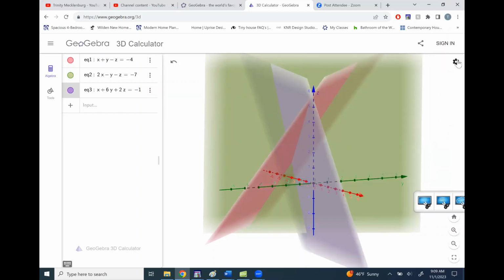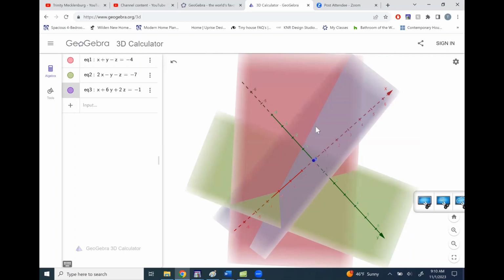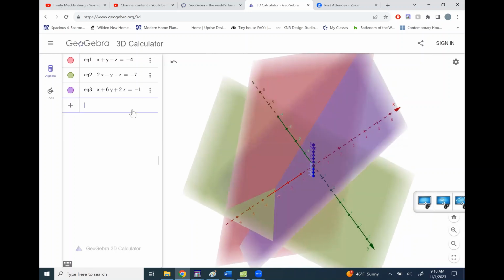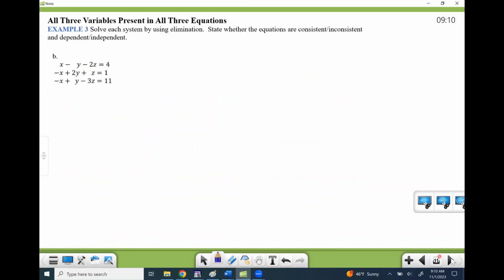Okay. All right, hopefully your eyes are drawn to right here. As I move it around, you can see that that's going to be the spot where all 3 planes intersect. So what we're going to do is we're going to put in our point, -3, 0, 1. And what do you know? It showed up exactly where we thought those 3 planes intersected. So we've done a great job there. So let's try a bunch more until we get good.